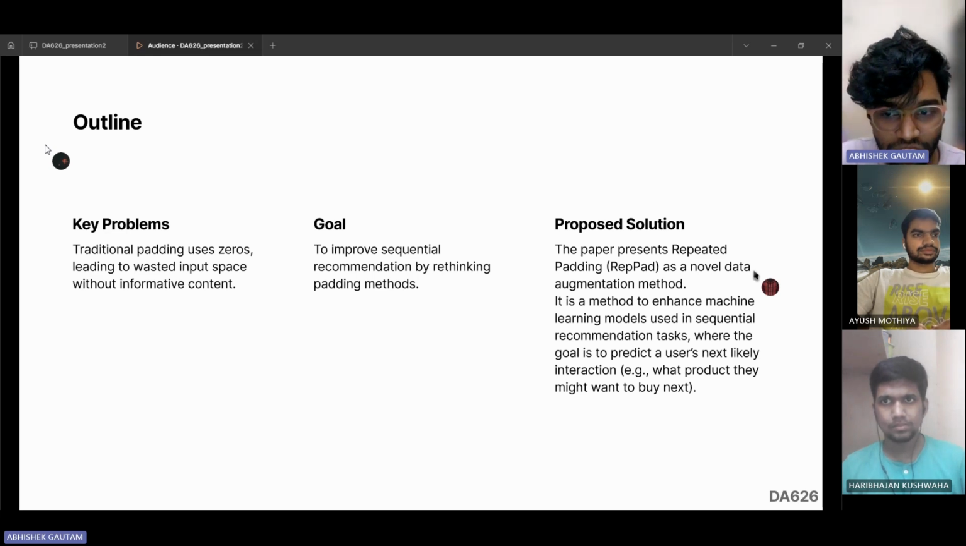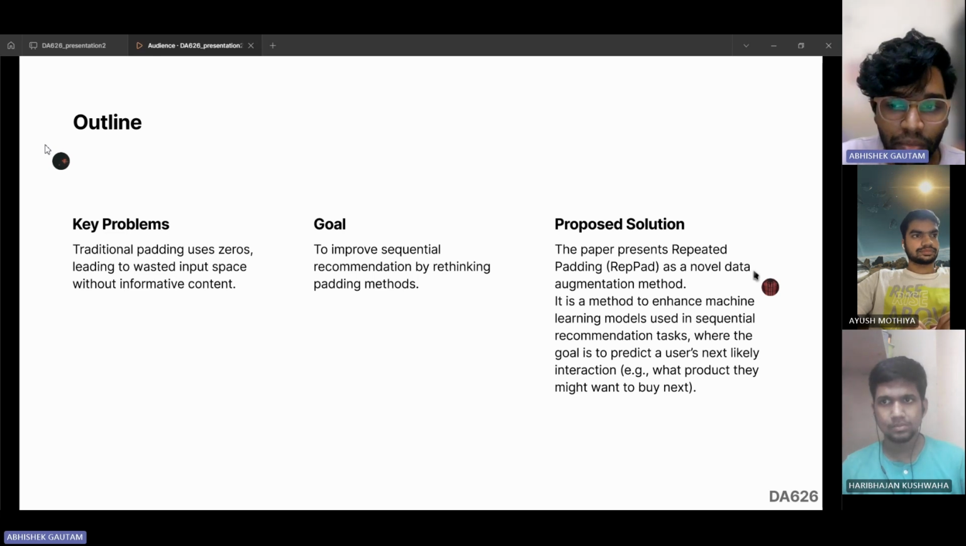So what's our goal? The goal of our research is to improve sequential recommendation systems by rethinking how padding is handled. Instead of using zeros, we wanted to explore whether the padding space can be better utilized, thus improving the model performance and training efficiency.